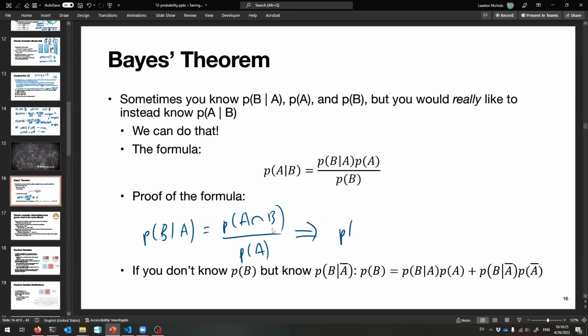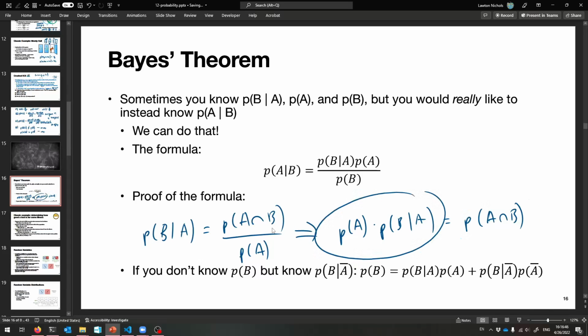So the probability of A times the probability of B given A is equal to the probability of A intersect B, which is nice to have. That's another way to calculate it. With that, we know what A intersect B is in terms of these things, and I think you know where I'm going with this. Now let's try and make this happen. This is going to be the key.